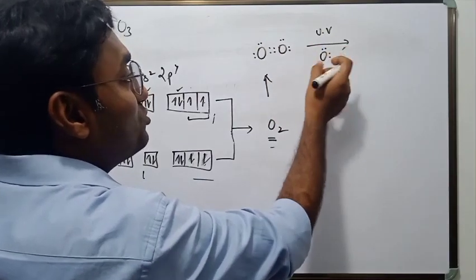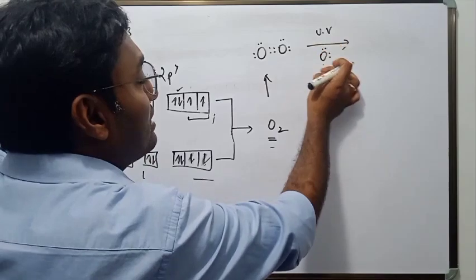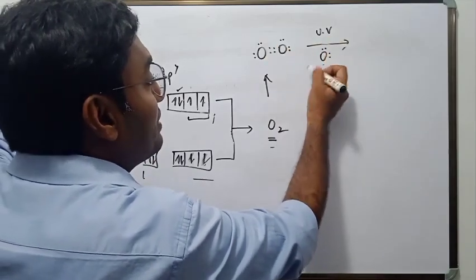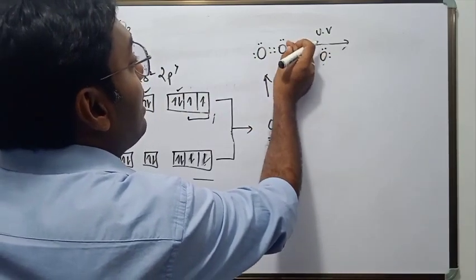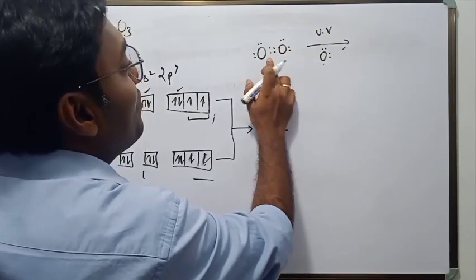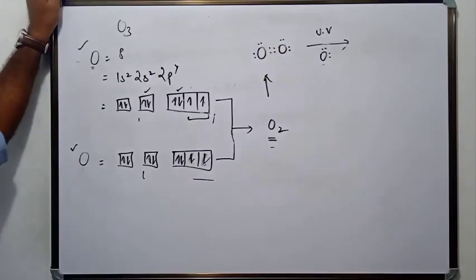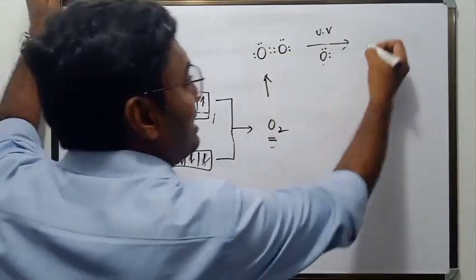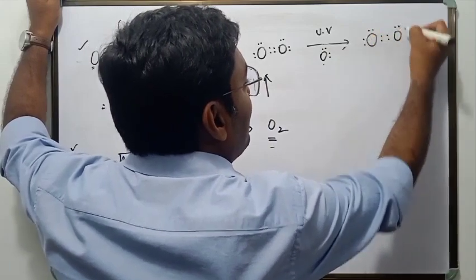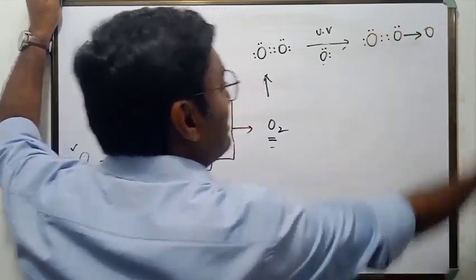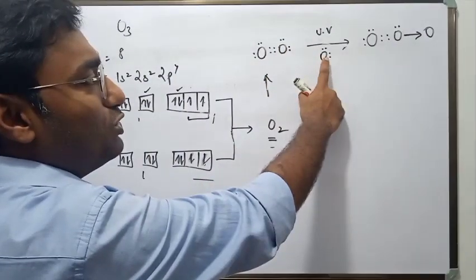This oxygen also needs to complete its octet configuration, and for achieving that it has to accept a lone pair of electrons from either this oxygen atom or this oxygen atom. So suppose it is accepting from this oxygen atom. Let us see this scenario. Yes, see, one lone pair of electrons has been donated to this oxygen atom.